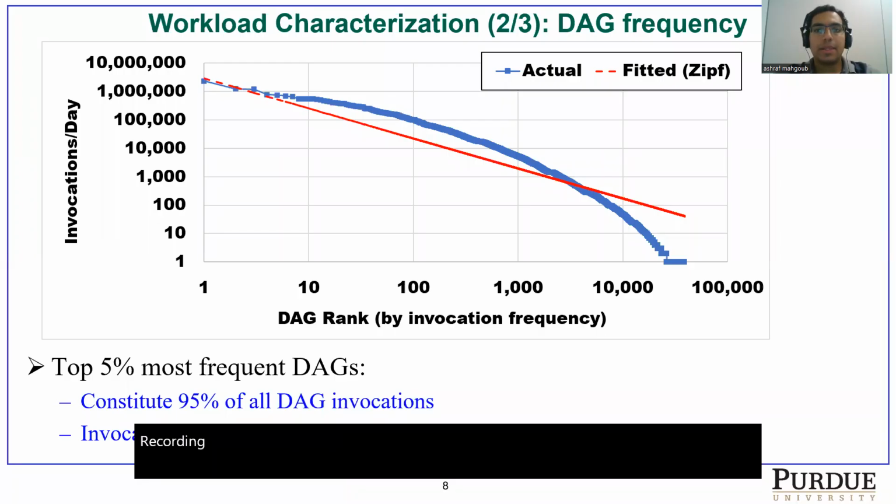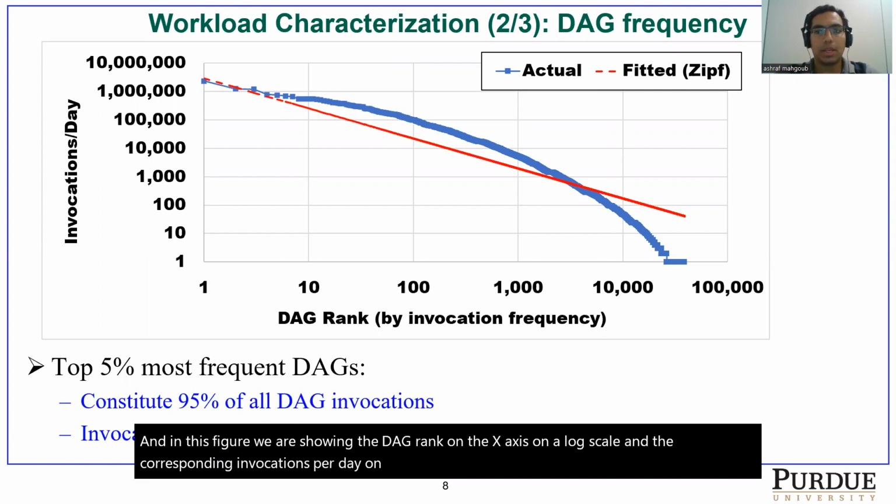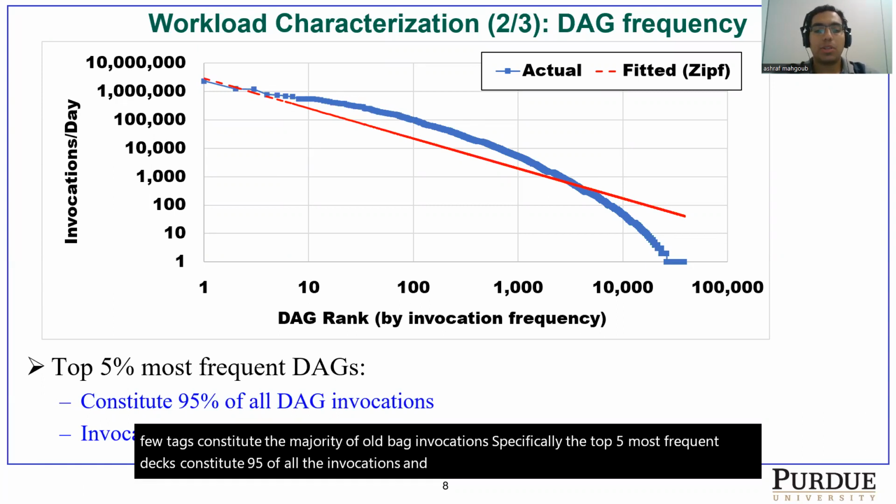Next, we study the DAG invocation frequency. In this figure, we are showing the DAG rank on the x-axis on a log scale, and the corresponding invocations per day on the y-axis, also on a log scale. We notice that very few DAGs constitute the majority of all DAG invocations. Specifically, the top 5% most frequent DAGs constitute 95% of all DAG invocations, and those DAGs have a high invocation rate of 1.6K per day.